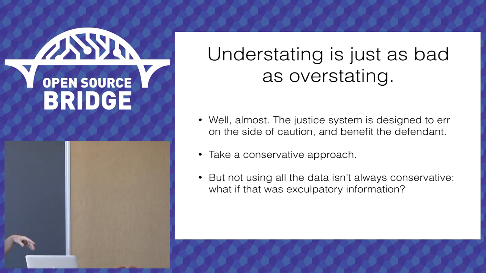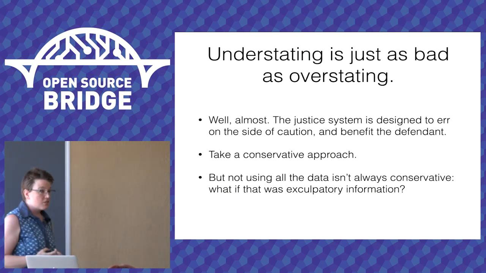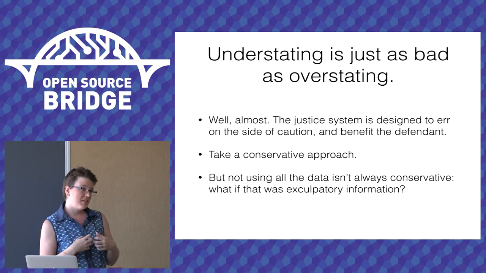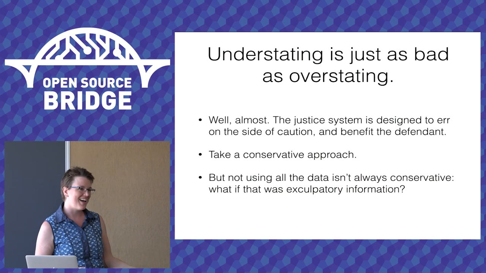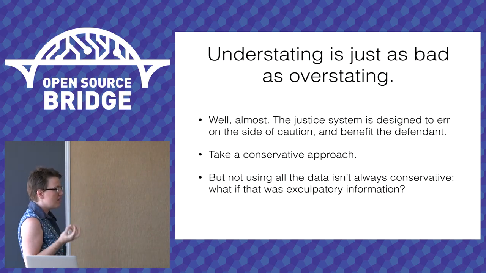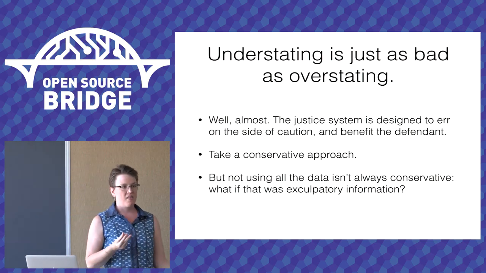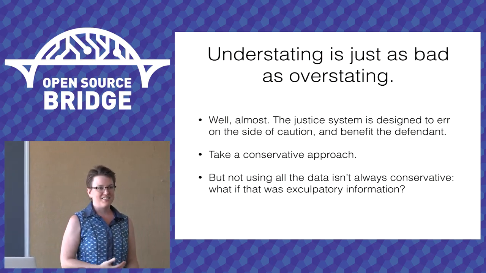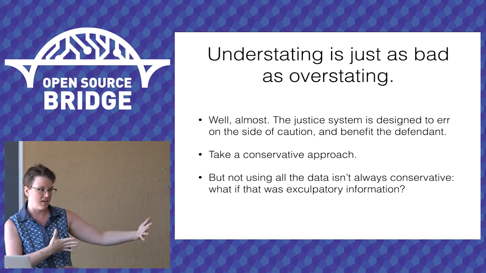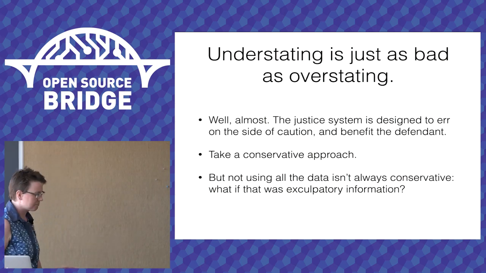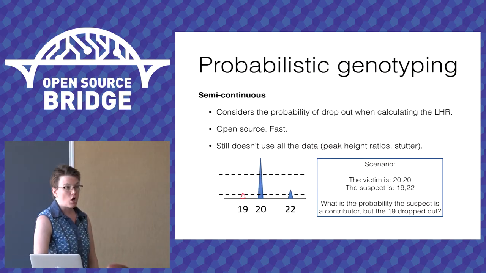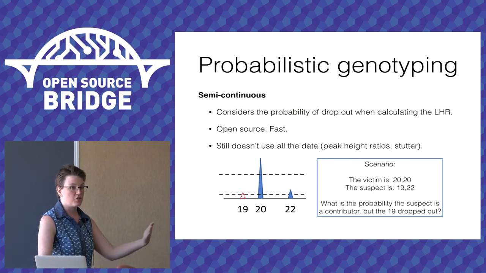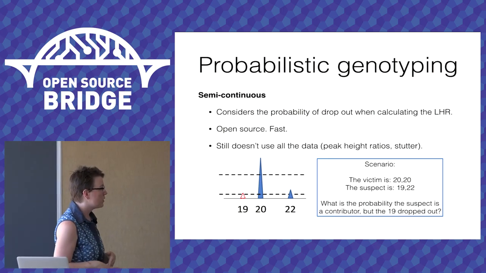I actually said this a little early. We think we're being conservative by only using the strongest bits of information, but you're throwing out even weak information that helps. And it could be the key exculpatory bit of DNA that rules somebody out and sets them free and proves that they were not involved in this crime. So we need a better model. The model's broken. We need a better model.